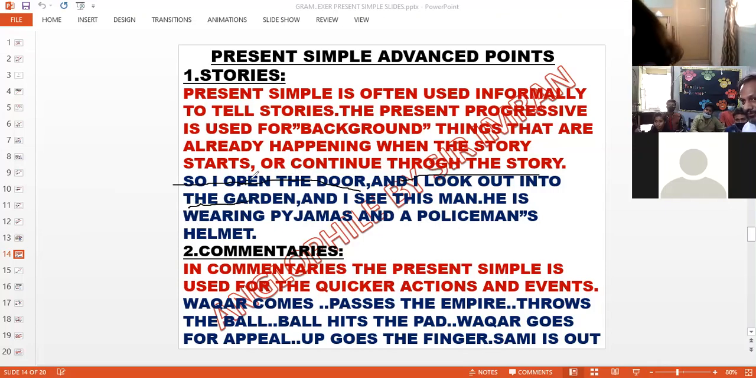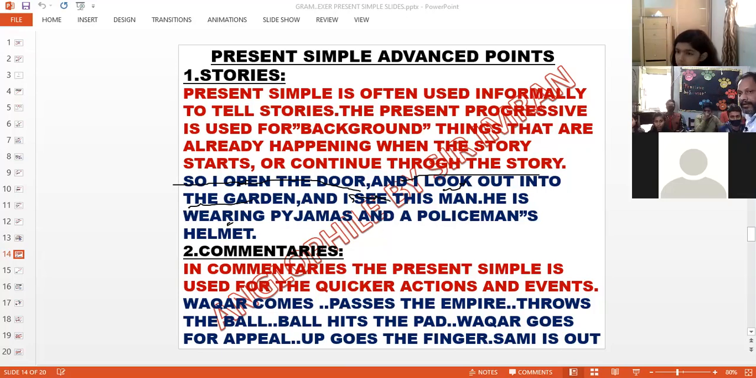I open is the first form. Look out, look is the first form here. I see this man. I see, present simple tense. And he's wearing pajamas. It's called background action. We will study later what background action is. Okay, and a policeman's helmet. So I open the door, present tense for the story. I look out, first form, present tense, stories. Do you understand me? Yes, sir.